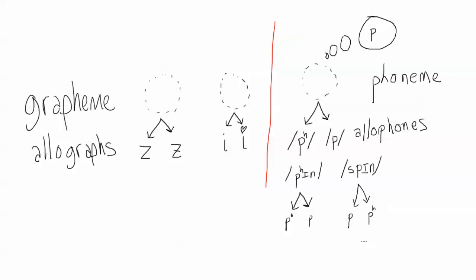So if you say spin, I'm exaggerating a little bit, but if you say it with aspiration like that, spin, it's still going to be perceived as spin. If you exaggerate it far enough, it might be seen a little different, but at the end of the day, it doesn't really matter. That's because in English, the difference between these two sounds is allophonic. They are allophones. Okay, so let's talk a little more about how that plays in.